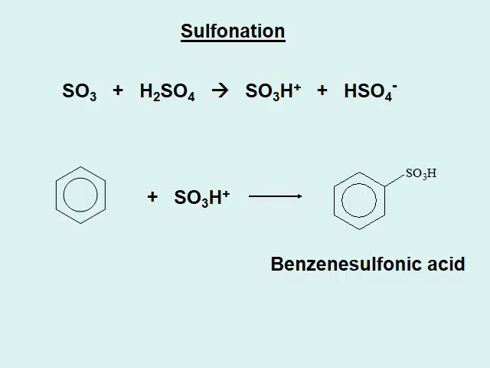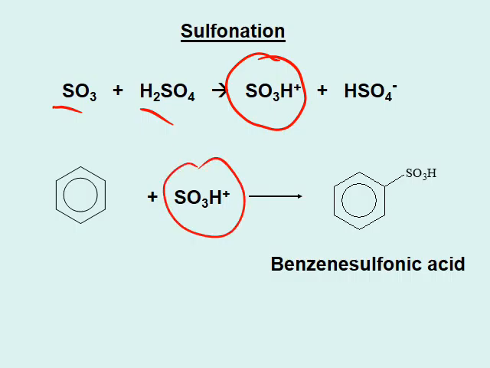Sulfonation: SO3 in presence of sulfuric acid gives you SO3H+. Again, the same story. You have a positively charged species, and that's SO3H+, and that gets bonded to the benzene ring, and you finally end up with this benzene sulfonic acid.